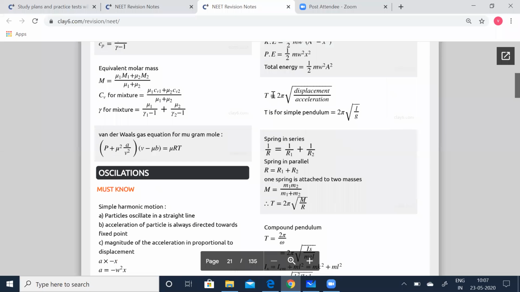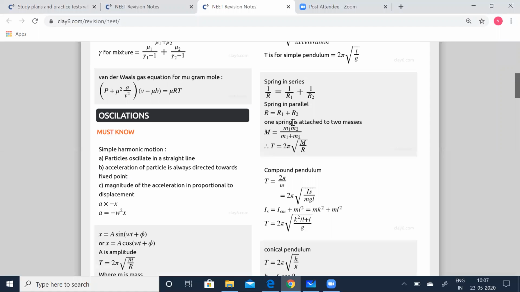T is the time period, which is given by 2 pi root of displacement by acceleration. T for a simple pendulum is equal to 2 pi root of L by g. When the springs are in series, you can apply this formula: 1 by k is equal to 1 by k1 plus 1 by k2. And when the springs are in parallel, then k is equal to k1 plus k2.